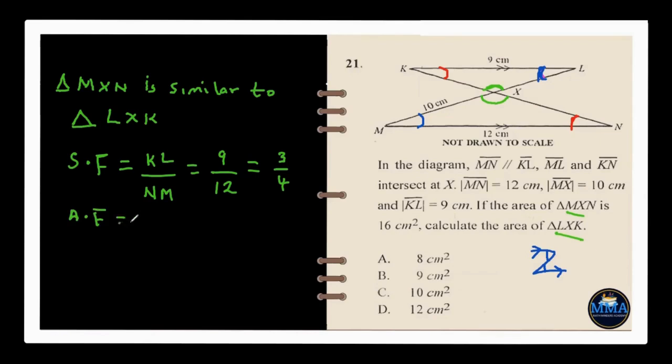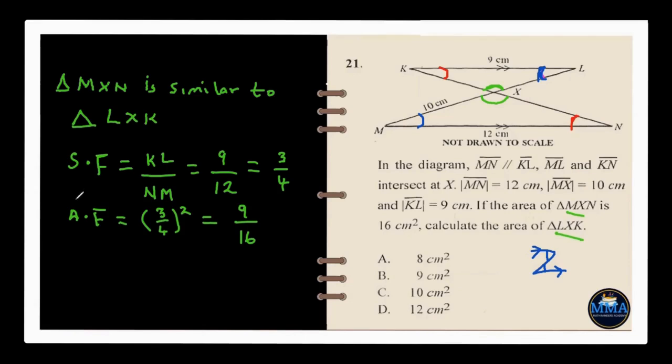Now, let us look at area factor. We find area factor when we raise the scale factor to power 2. Raise this scale factor to power 2, that gives you area factor. Very good. Now, another way of getting area factor is by using the actual areas of the similar shapes and put them in ratio form.